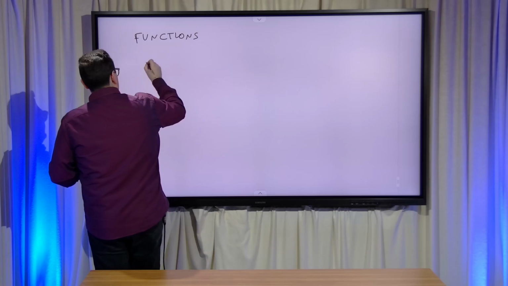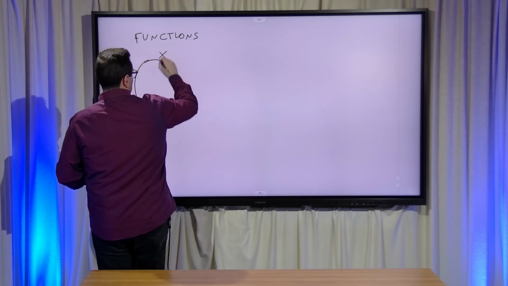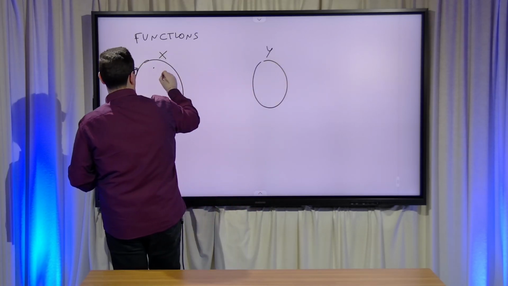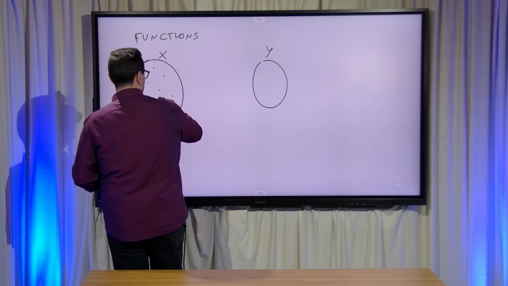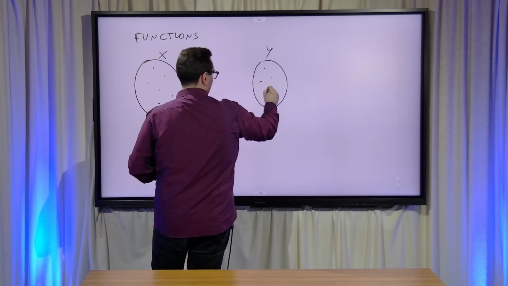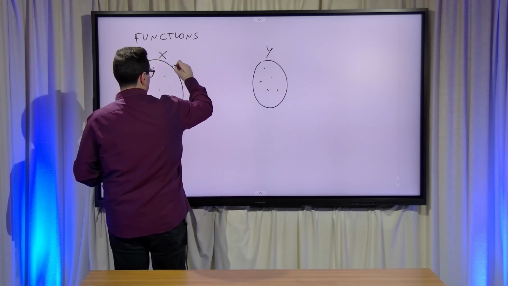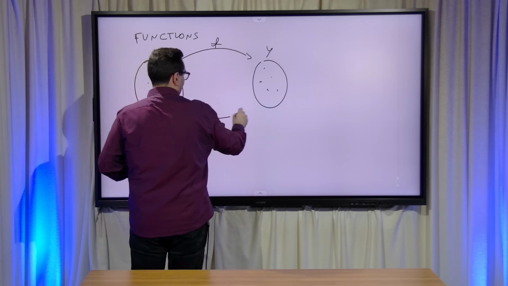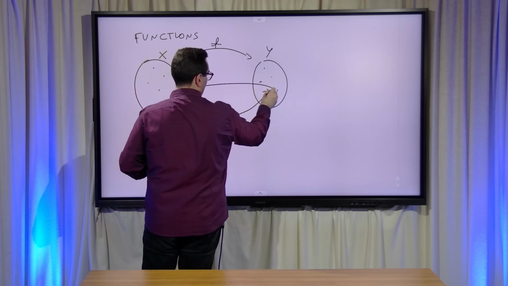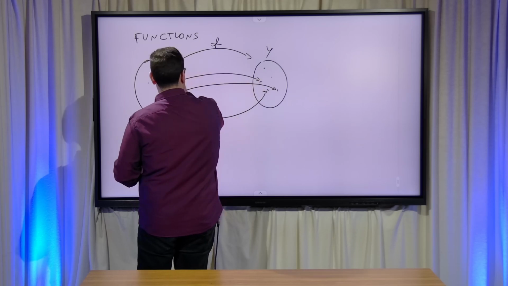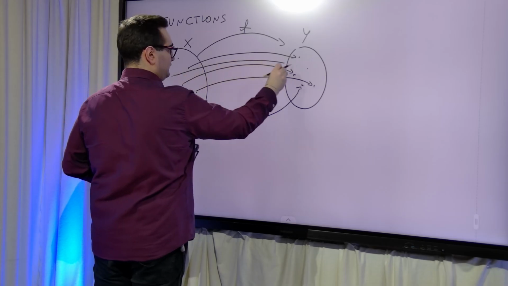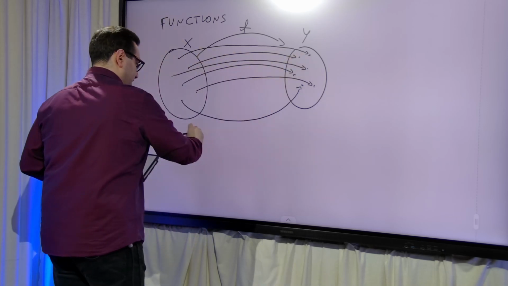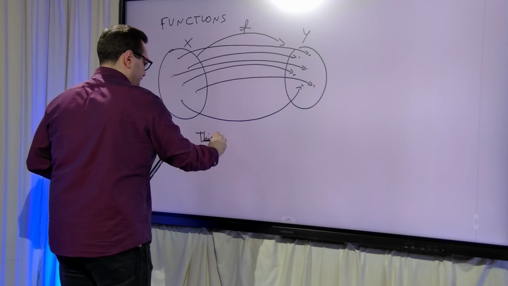So, in mathematics, given two sets x and y, in x we have some elements, the same in y. A function is an object that, let's call it f, that assigns to each element of x one and only one element of y. Okay, this is a function.